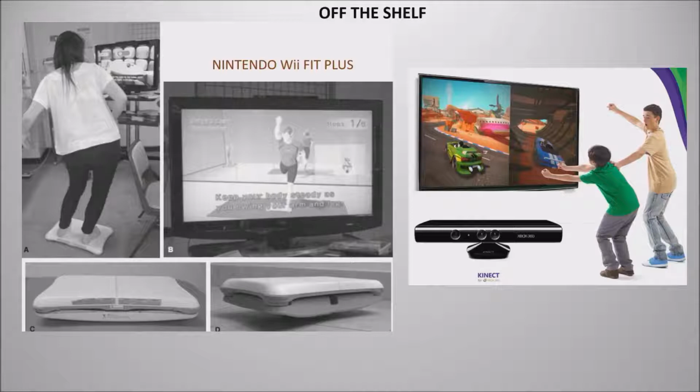These are nothing but gaming consoles which have been released. This is Nintendo Wii Fit Plus. If you see, this first platform here has 4 pressure sensors, and this is so remarkable that it can compare to a lab-made force platform. So these are gaming consoles which are coming up with such advanced technology, and this one is made by the Microsoft Xbox. It's called Kinect. So these technologies are coming up.